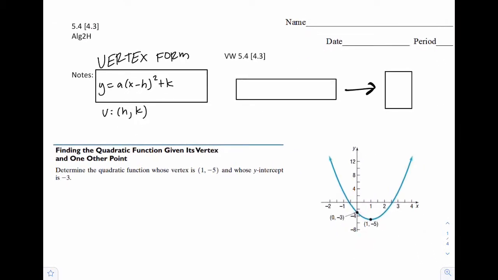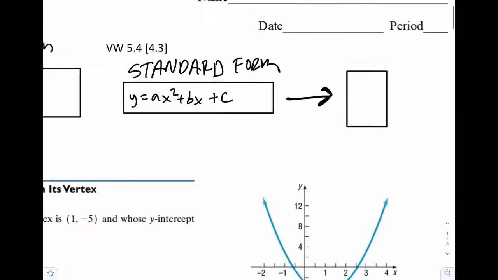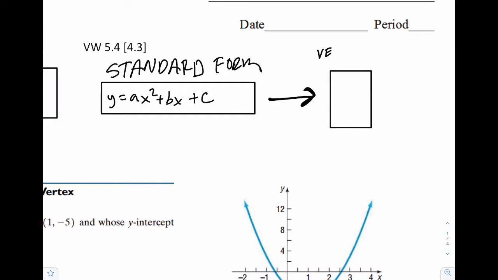The next one is standard form. And this is the most common form of a parabola. On any standardized test like the SAT, they'll be using standard form most of the time. And standard form is really good for the quadratic formula, and it leads really nicely into the vertex formula.